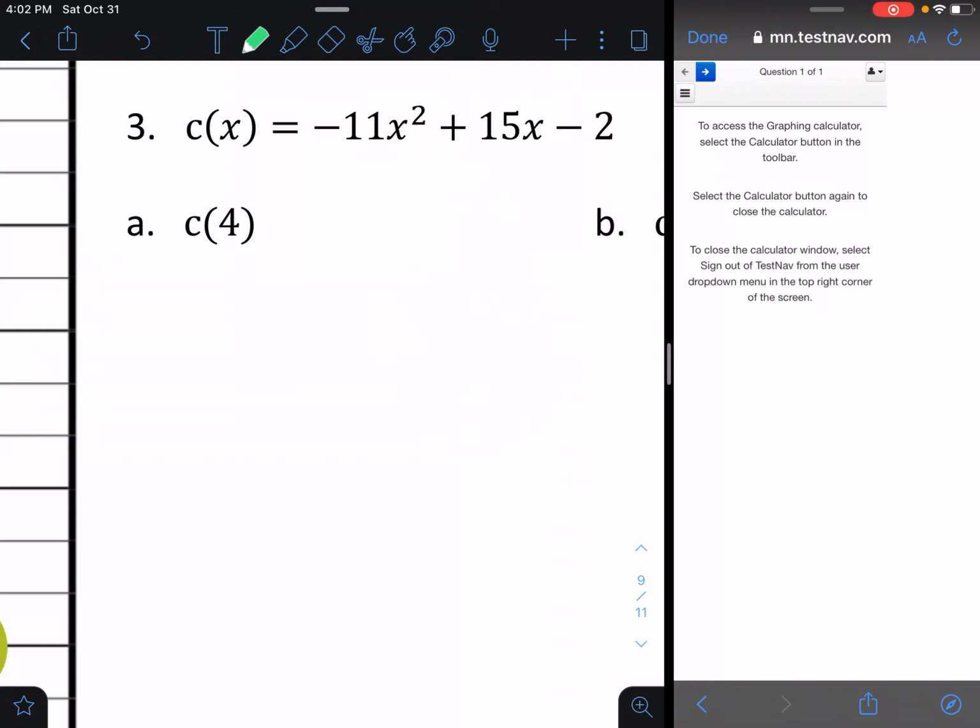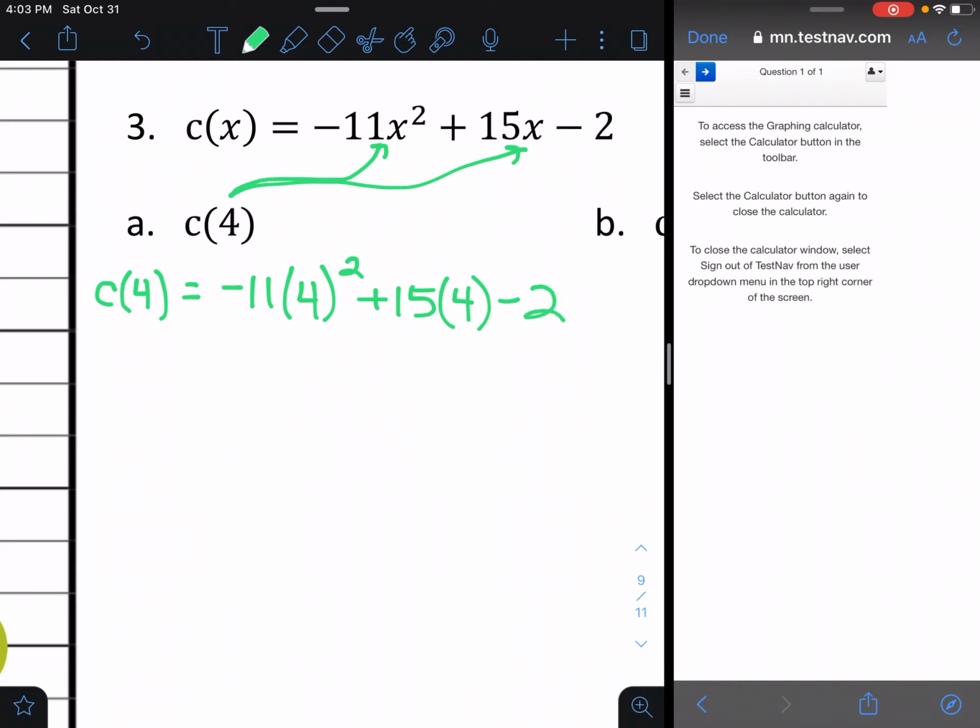All right, all we're going to do, c of 4, is wherever I see an x, I'm going to put it in parentheses, and I'm going to replace it with a 4. So a 4 is going to go here, and a 4 is going to go right there, in 2 spots this time. So I'll have negative 11 times 4 squared plus 15 times 4 minus 2. So a really important step is to write it correctly. Now all I have to do is type this into my calculator, and I've got my answer.